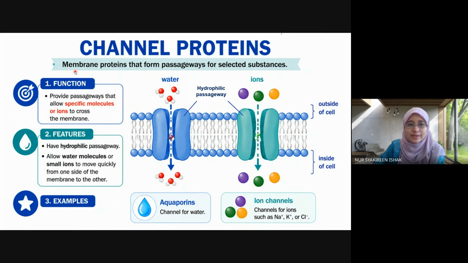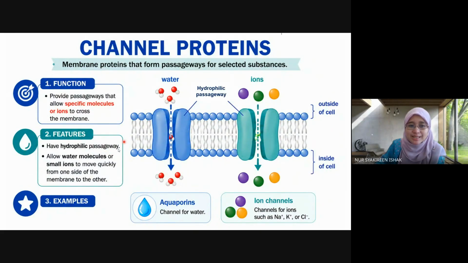Okay, channel protein. Let's look at channel protein first. Membrane proteins that form passageways, okay, that have a hydrophilic channel here, or hydrophilic channels for selected substances. So first one, the function of the channel protein is to provide passageways that allow specific molecules or ions to cross the membrane. It can be either the molecule moves from inside to outside or from outside to inside. It depends on the situation. Okay. So the feature of this channel protein is that it has hydrophilic channel, or hydrophilic passageway.